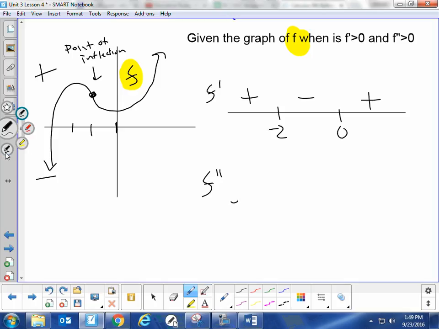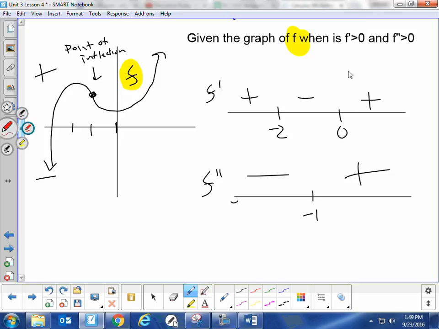Well, look at the information that's given to me. We are told, hey, I have a point of inflection here. Well, you can look at the graph and see I'm concave down until -1. So what does that mean for the sign of my second derivative if we're concave down? We're negative. We are concave up after -1. We're positive.